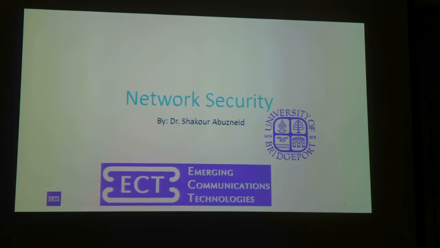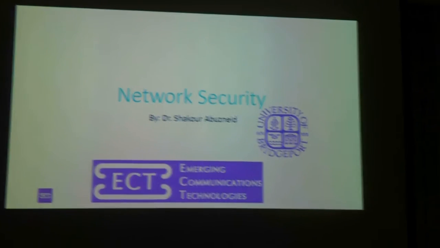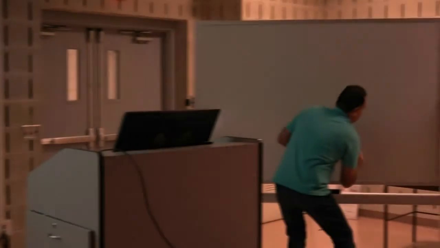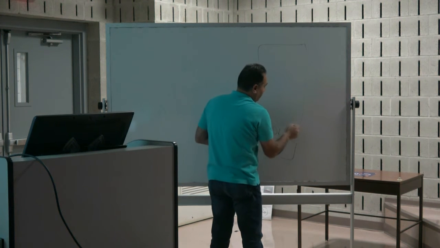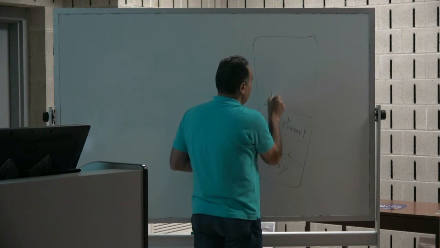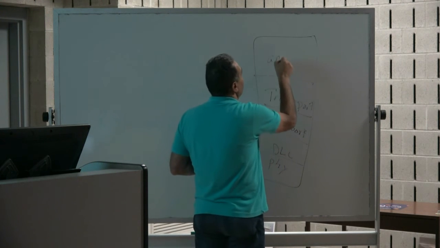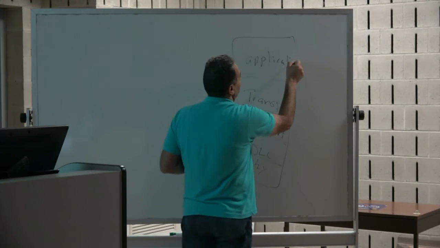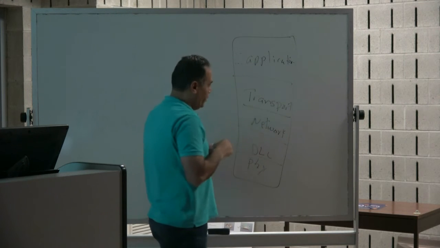So now we're going to come to security in the three levels we promised you about. In the reference model, how many levels do we have in the OSI model? Anybody can remind me? Seven. So we start with physical, data link layer, network, transport, and application, right?